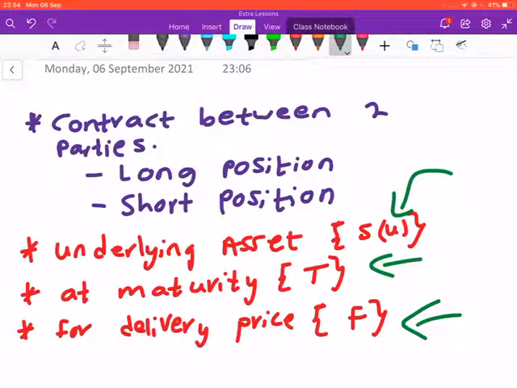A person who takes a long position is the person that is going to buy the asset at the end of maturity, and the person who takes a short position will sell the asset at the end of maturity. That transaction will cost F, and it's going to happen at time T.